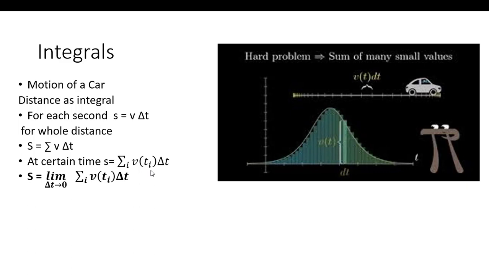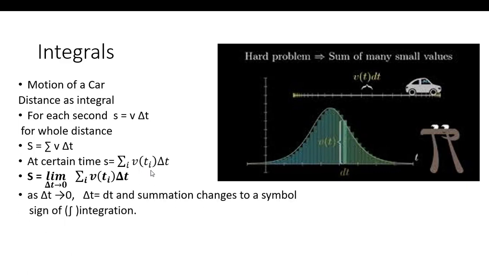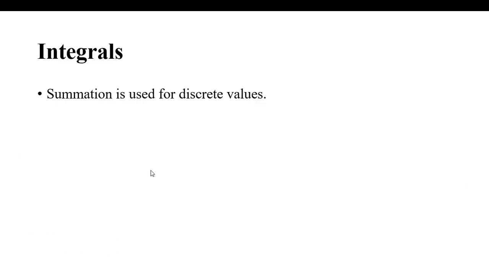So we take S equals the limit as delta t tends to 0 of sigma over i of V(t_i) delta t. This limit of the sum as delta t tends to 0 is written with a mathematical sign called integration, and delta t is written as dt when delta t tends to 0. The distance can be calculated as the integral of V(t) dt.